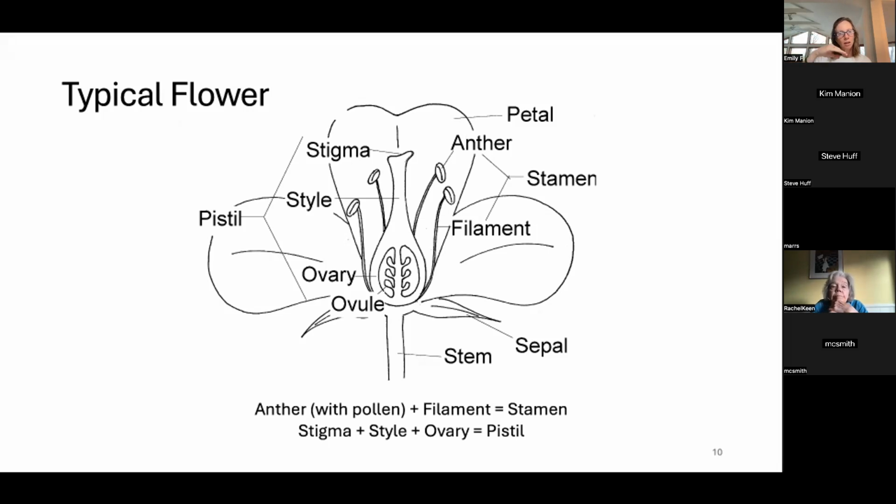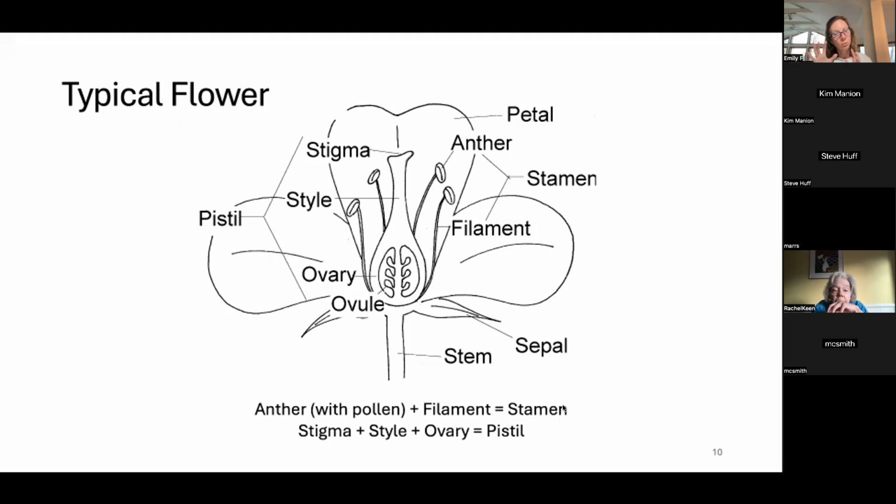And then the whorl inside of that, we're going to start dealing with reproductive pieces. And usually it's the male reproductive parts in that next whorl. And those are going to be the filament, which is this long, thin line here, and then the anther on the end, which is going to contain the pollen. Together, those are called the stamen.